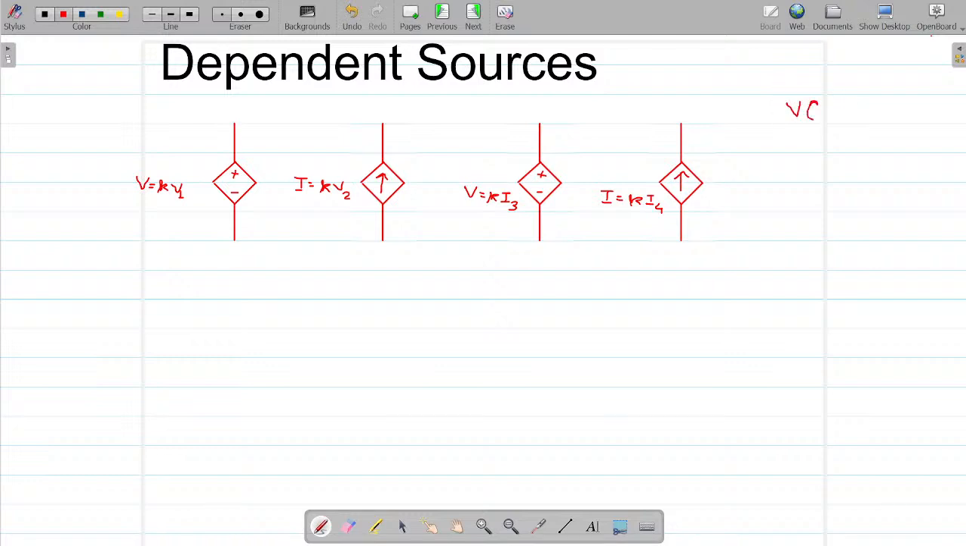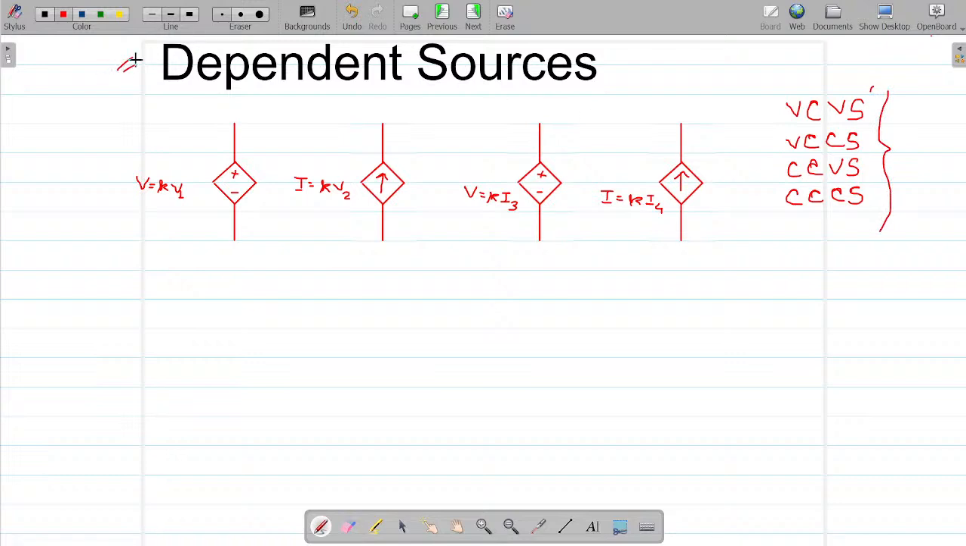One is voltage controlled voltage source. Another is voltage controlled current source. Another is current controlled voltage source. And the last category would be current controlled current source. Okay. So these are the four types of dependent sources.